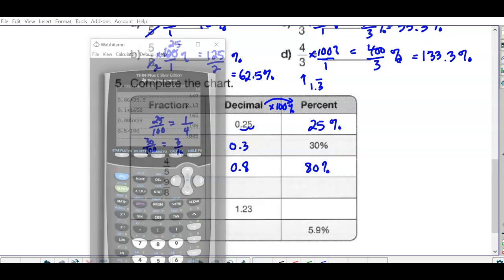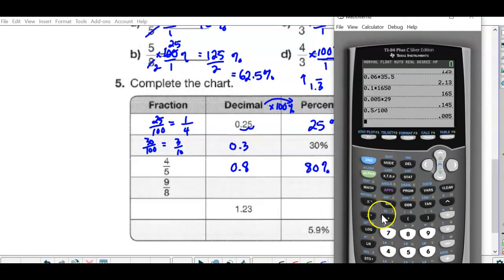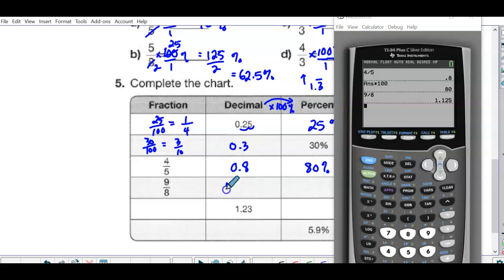But you can certainly get your calculator out and go 4 divided by 5. That gives you your decimal. Multiply by 100. Okay, that gives you 80 with the percent symbol. 9 over 8, that's going to be bigger than 100%. Just be aware of that. If you're not sure what 9 divided by 8 is, you can do it on your calculator, 1.125. Move the decimal 2 to the right, so 112.5%.